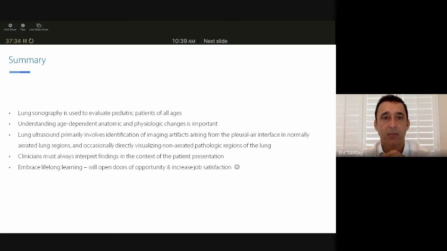So it will just make your life better. You'll help improve patient care, and it'll improve your job satisfaction. So very, very bullish and very excited about the pediatric lung sonography module, and hopefully it helps you learn as well as educate your trainees and learners on a really, really amazing modality.